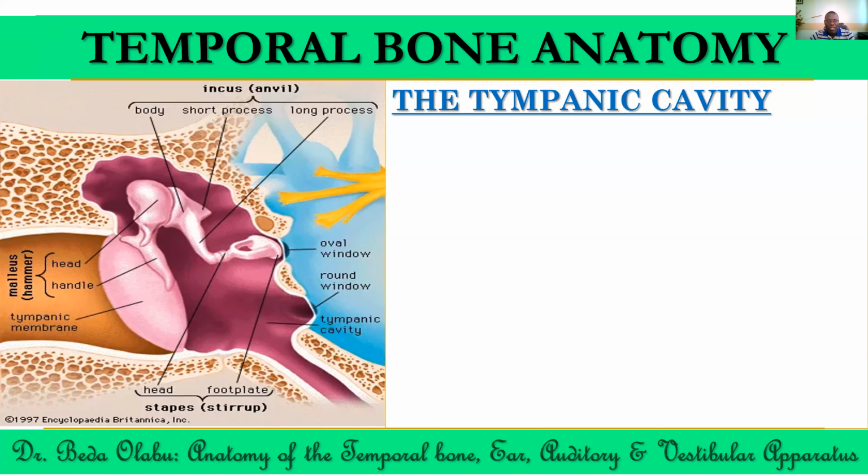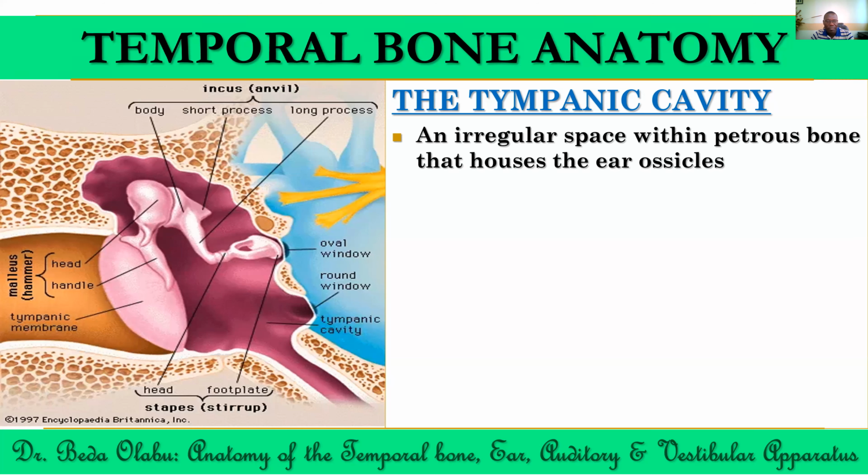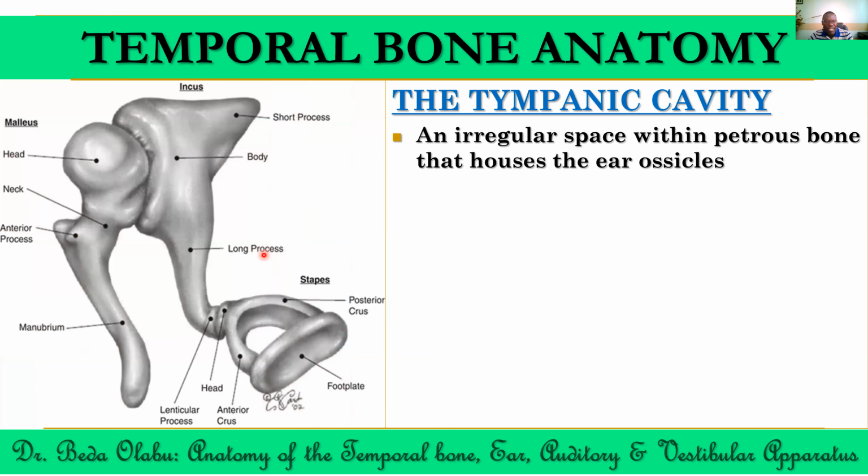We can now talk about the middle ear. It's also called the tympanic cavity. The middle ear cavity or the tympanic cavity is an irregular space within the petrous bone. The main function of the middle ear is to house the ear ossicles, the ossicular chain. Let's talk about the ossicular chain. So there are three ear ossicles. We have the malleus, we have the incus and stapes. Very tiny bones that are joined by synovial joints actually.